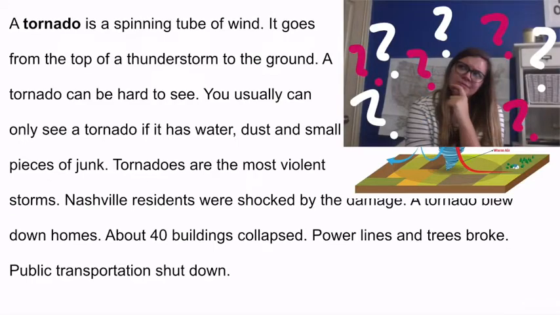Okay, what were some of the effects of the tornado in Nashville? What happened after the tornado?